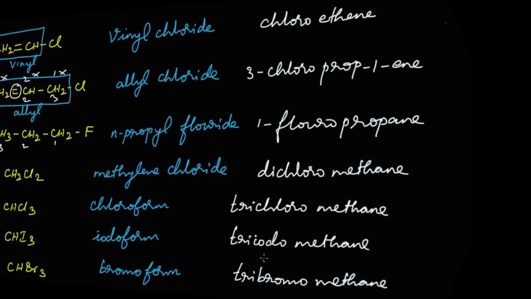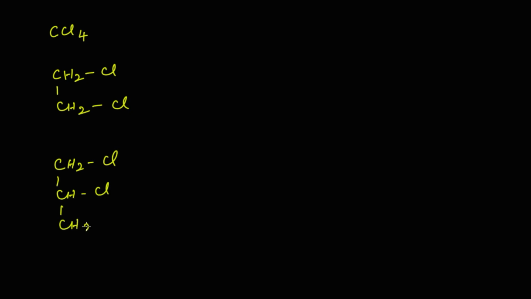Let's learn some more structures. CCl4. The next one is CH2Cl-CH2Cl, and CH2Cl-CHCl-CH2Cl. Now let's write the name for these structures.